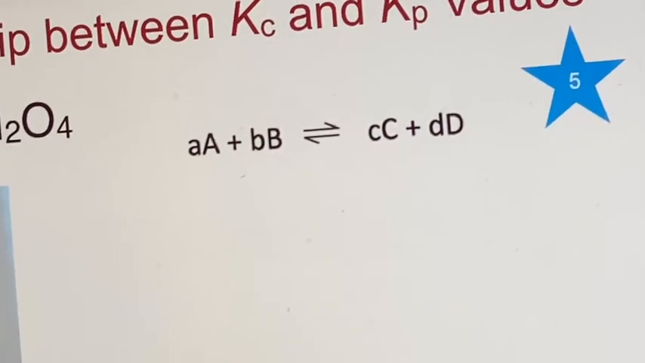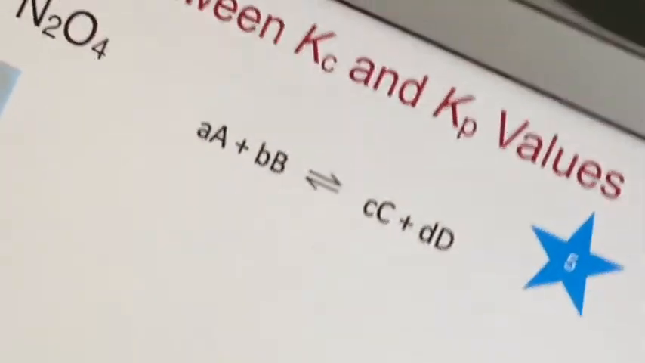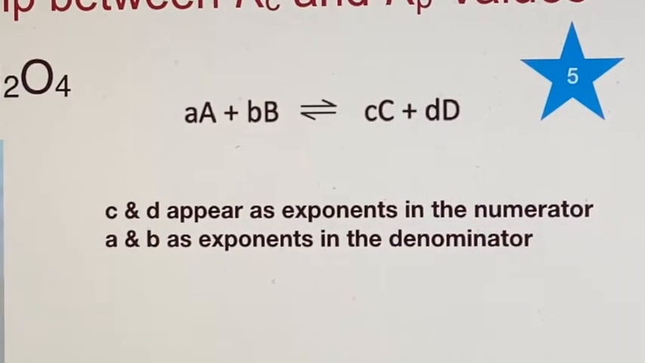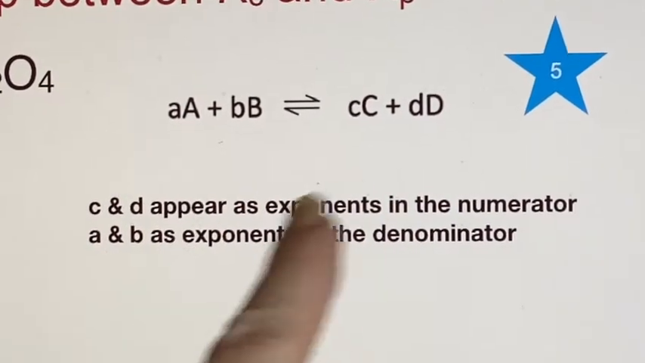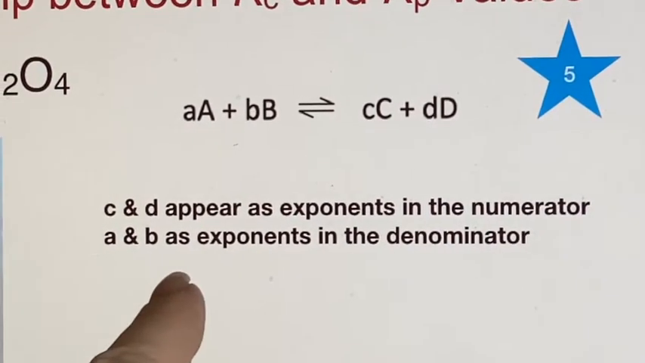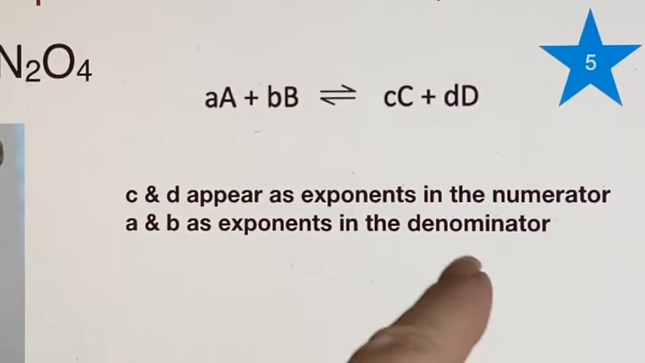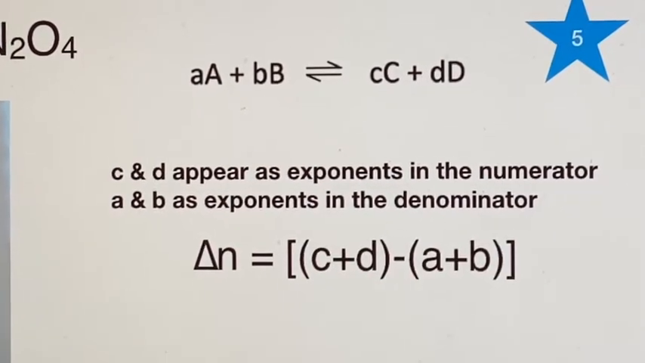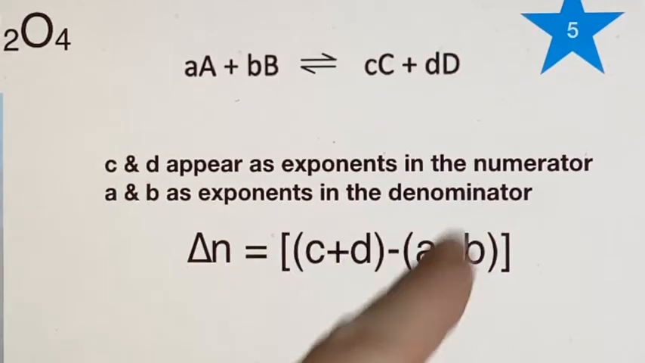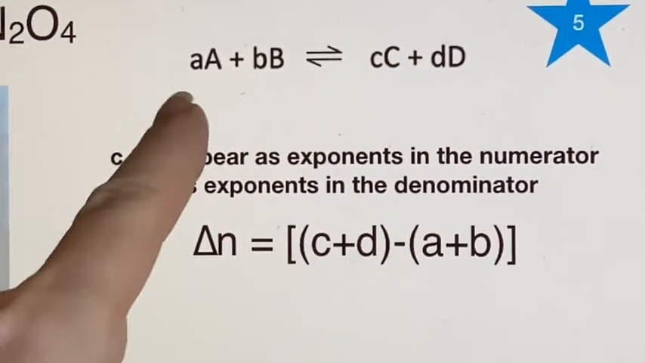We've got coefficients of a, b, c, and d for the compounds A, B, C, and D. Remember that the small letters appear as exponents, and the C and D, which are the products, are going to end up in the numerator. The A and B are going to be exponents in the denominator portion. So your delta n then would be: add c and d, subtract off a and b.